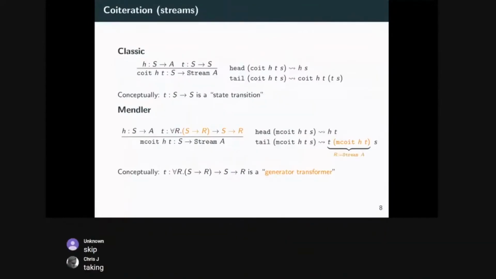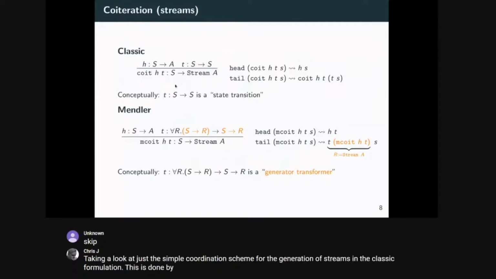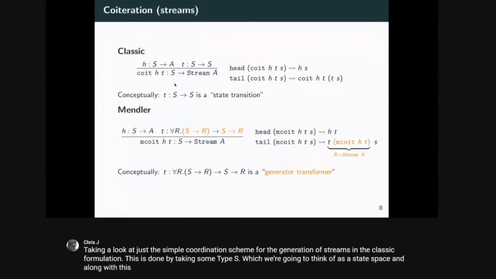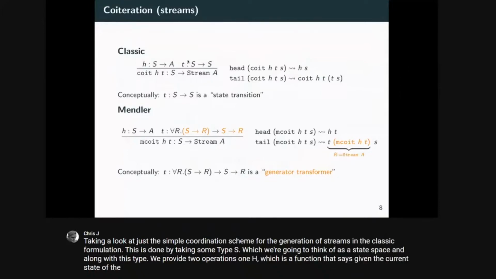Taking a look at just the simple co-iteration scheme for the generation of streams, in the classic formulation, this is done by taking some type S, which we're going to think of as a state space, and along with this type, we provide two operations. One, H, which is a function that says, given the current state of the stream, tell me what the head element is. And the other, T, which we can think of as a state transition. Given the current state of the stream, give me the state associated to the tail of the stream.